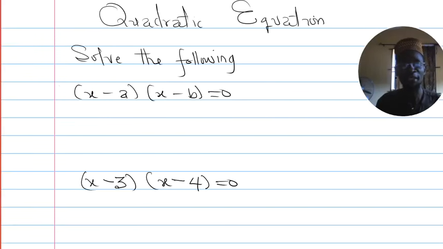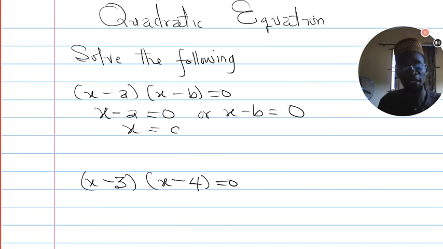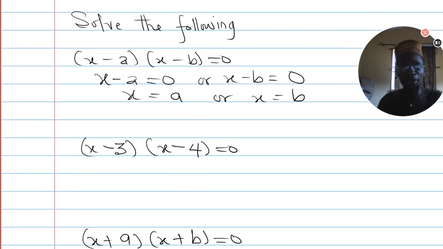We have (x - a)(x - b). Here we can have x - a = 0, or x - b = 0. That is x = a, or x = b. Now let me use this to solve this one.